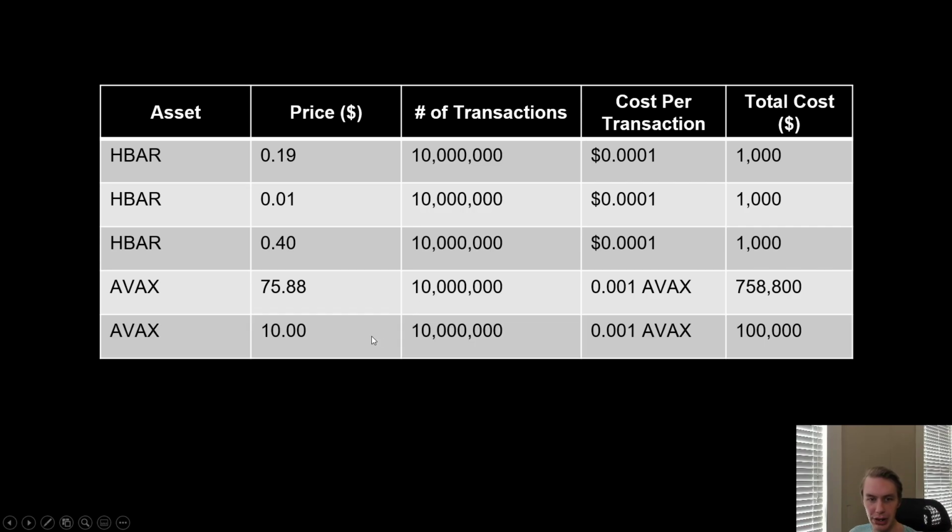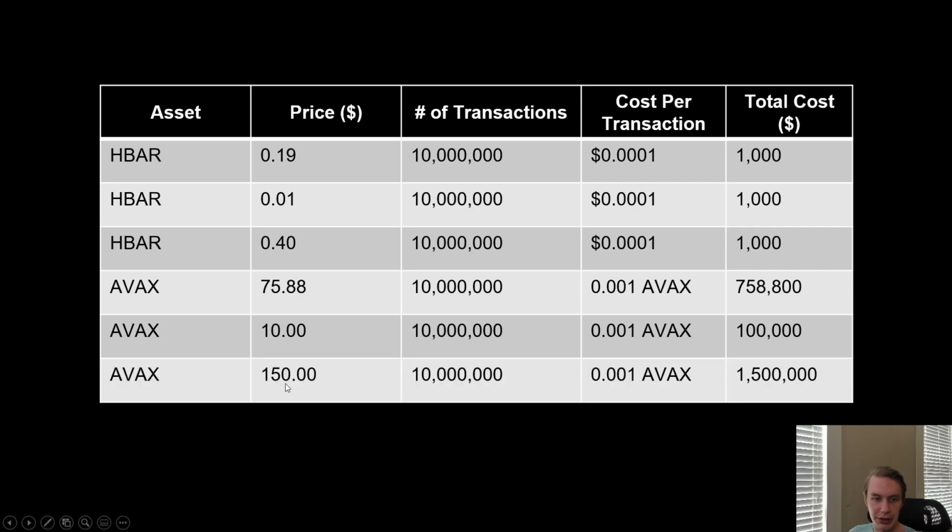But then what we can also note is that this depends on AVAX price. If it's $10 per AVAX, it's only $100,000. If it's $150 for AVAX, so roughly 2x from where it is now, that would be $1.5 million for those 10 million transactions.